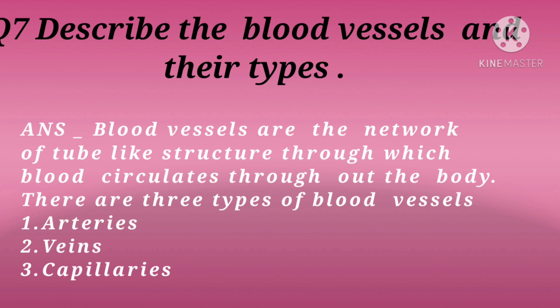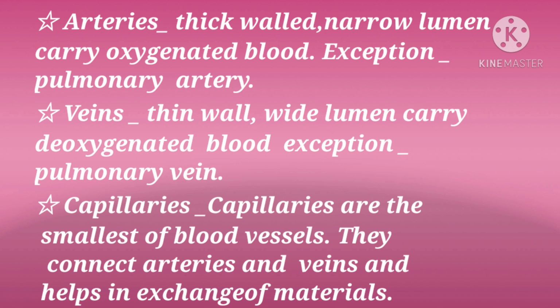Describe the blood vessels and their types. So blood vessels are the network of tube-like structures through which blood circulates throughout the body. And there are 3 types of blood vessels: arteries, veins and capillaries. Arteries have a thick wall, narrow lumen, and mainly carry oxygenated blood away from the heart. The exception is the pulmonary artery, which carries impure blood.